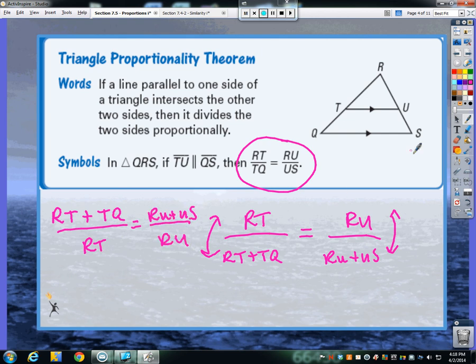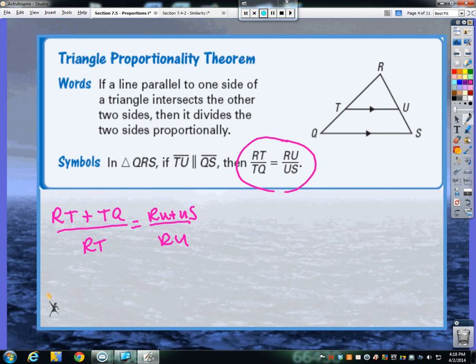And you might go, why do you want to take the reciprocal of that? Well, you'll see here shortly. Because I want to split up these fractions. RT is technically over both of these, so I can look at this as RT over RT and TQ over RT. These have common denominators, so I can add the numerators together, and that's what I would end up with right here. I want to do the same thing on the other side.